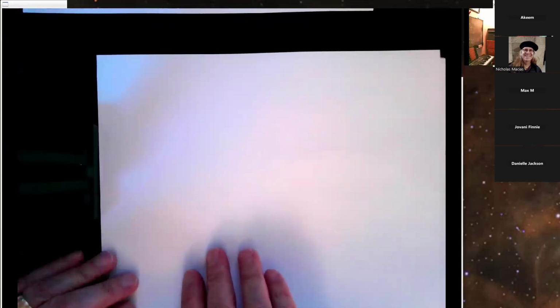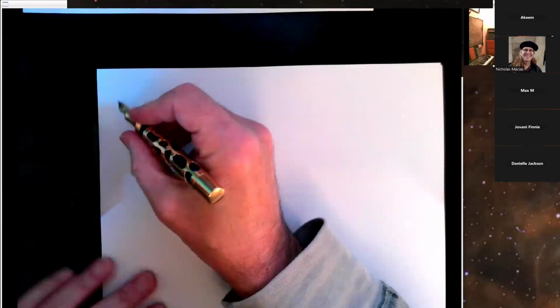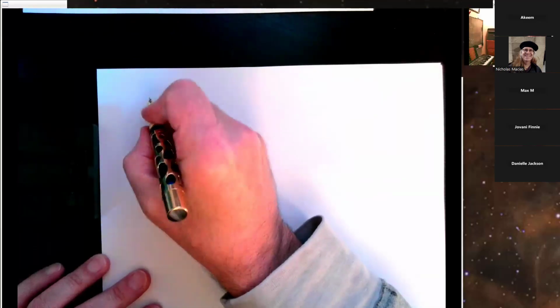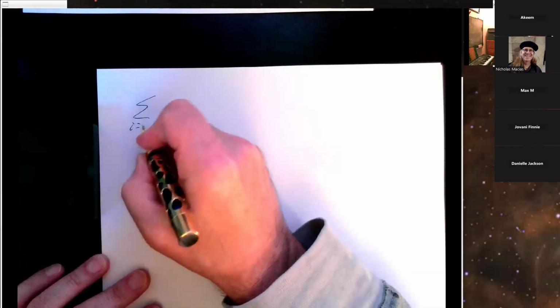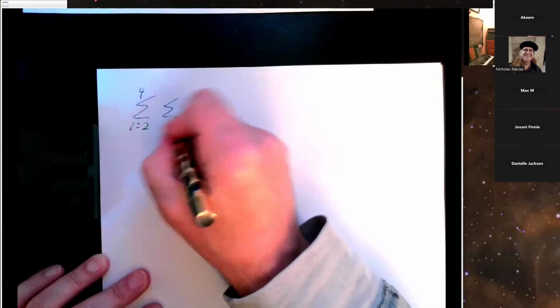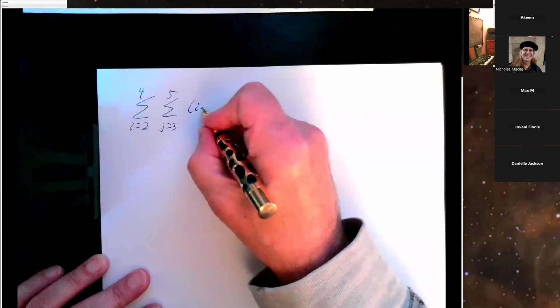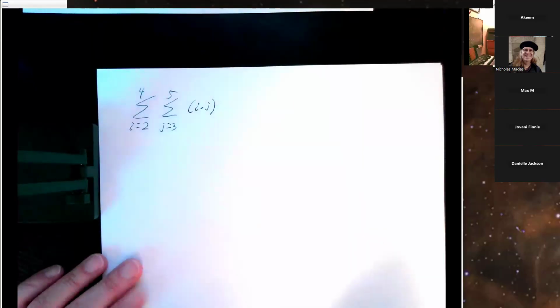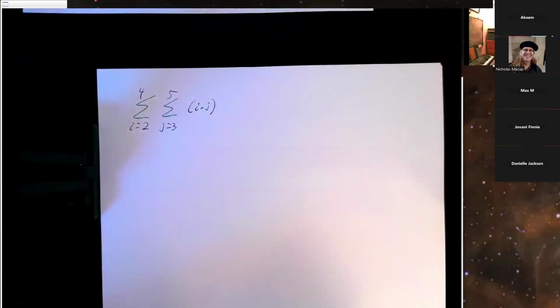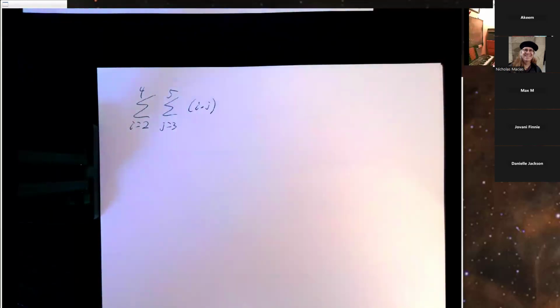All right, last thing to talk about with summations. We can nest these. So, for example, suppose I want to do the sum from i equals 2 to 4 of the sum from j equals 3 to 5 of i times j. And you see a homework question or a test question, you're asked to calculate this. What do you do? Don't panic, okay? Break it down into pieces.